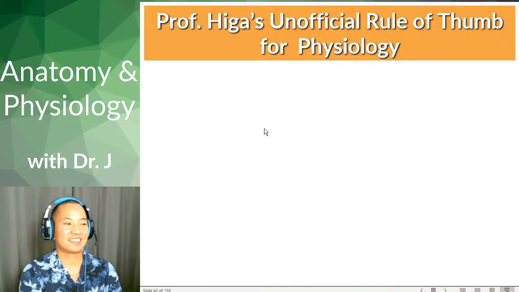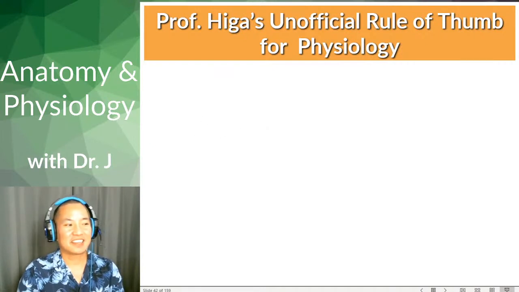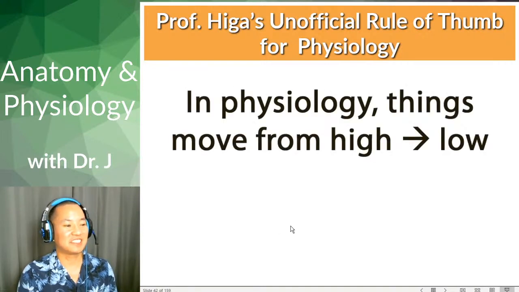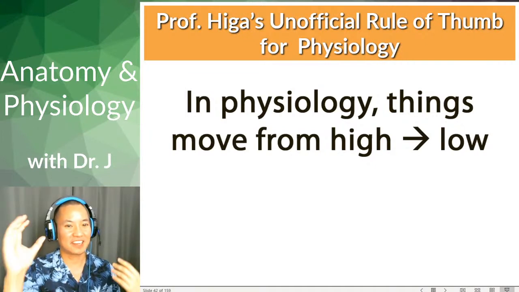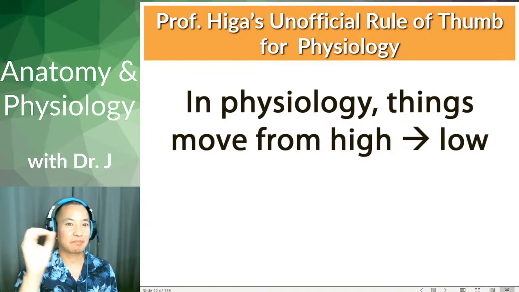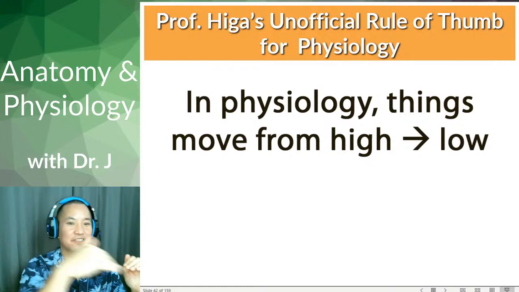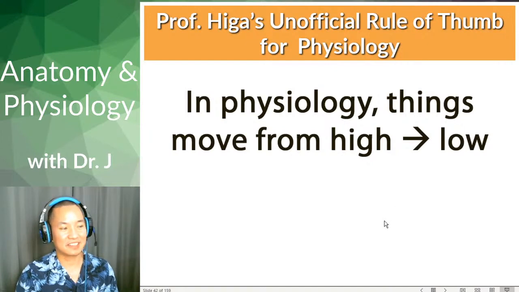All right, this is my unofficial rule of thumb for physiology. In terms of passive transport, your body loves to maintain homeostasis, right? This is what I call the high to low rule. In physiology, things tend to move from high to low. If you have a high concentration on one side and a low concentration on the other, things tend to flow to the low concentration. If you have high pressure on one side and low pressure on the other, things tend to flow to the low pressure. This carries you through a lot of physiology concepts, especially when you get to PHYL 142.